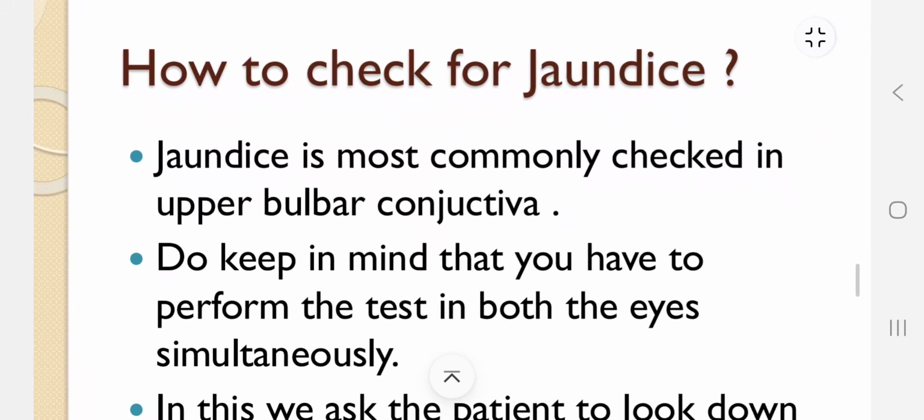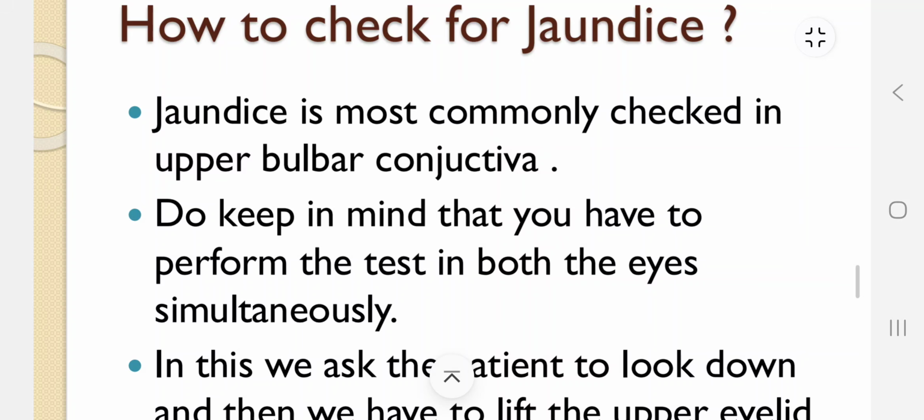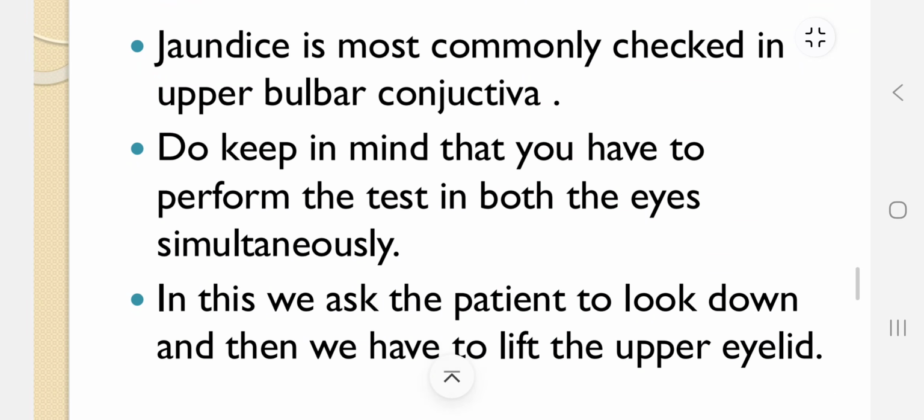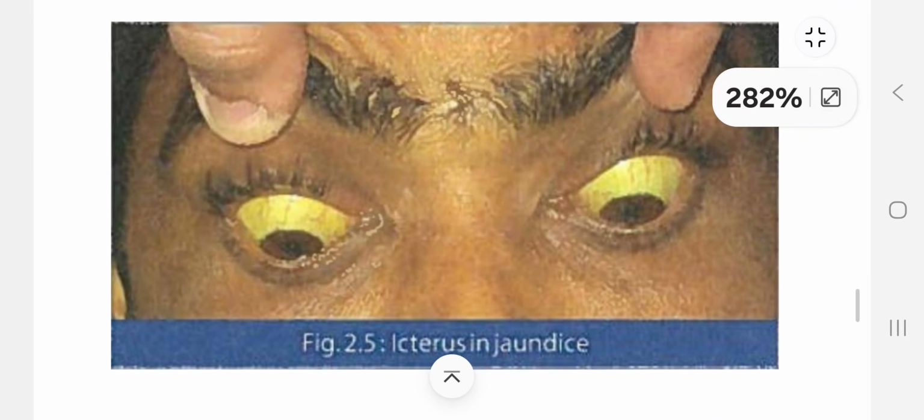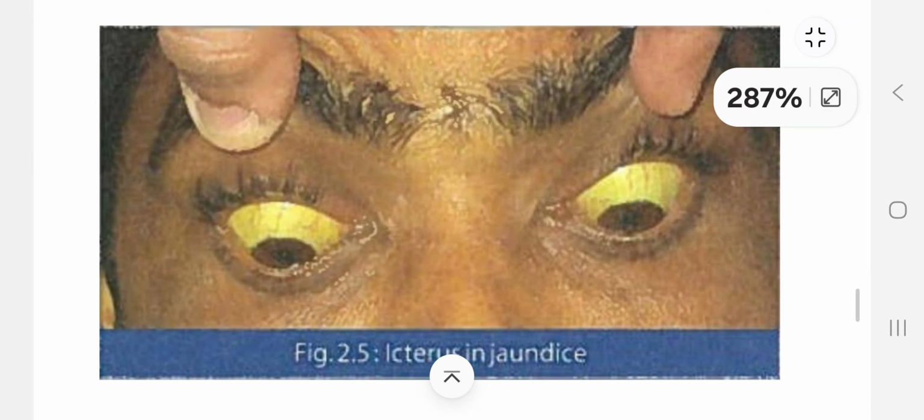Now the main part that you have been waiting for: how to check for jaundice clinically. Jaundice is most commonly checked in the upper bulbar conjunctiva. In some colleges they may use the term sclera, but in the majority of colleges they use upper bulbar conjunctiva. Do keep in mind that you have to perform the test in both eyes simultaneously. We ask the patient to look down, then we lift the upper eyelid as shown in this image. You can appreciate the yellowish discoloration very easily.